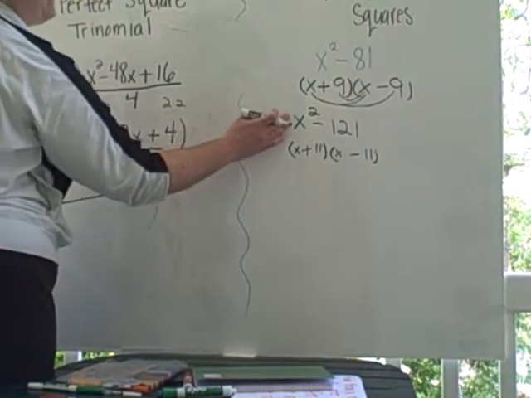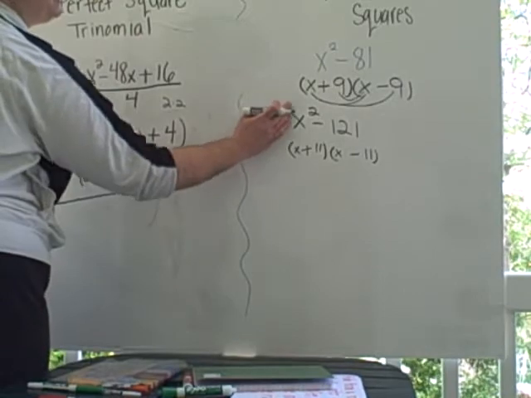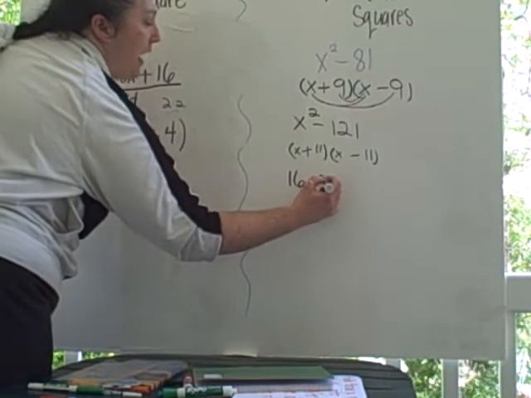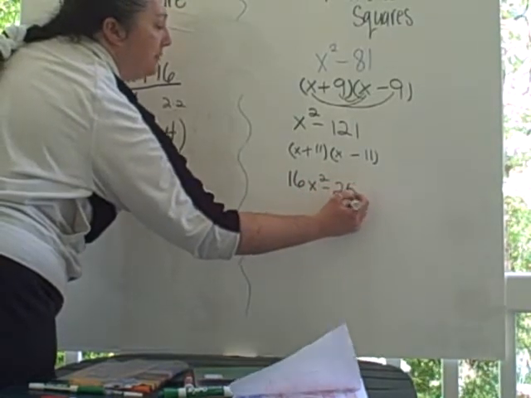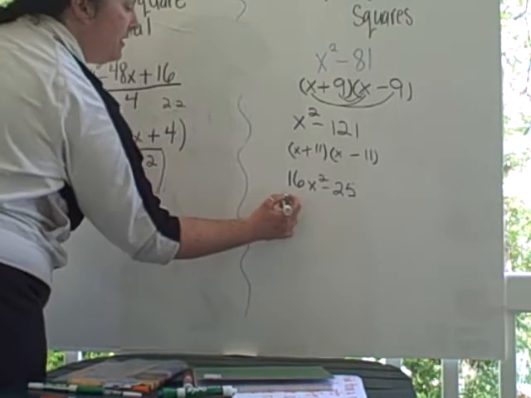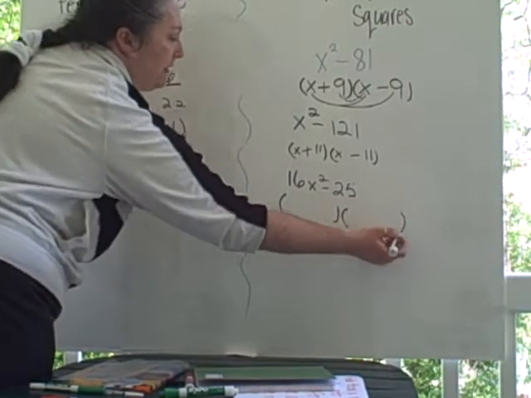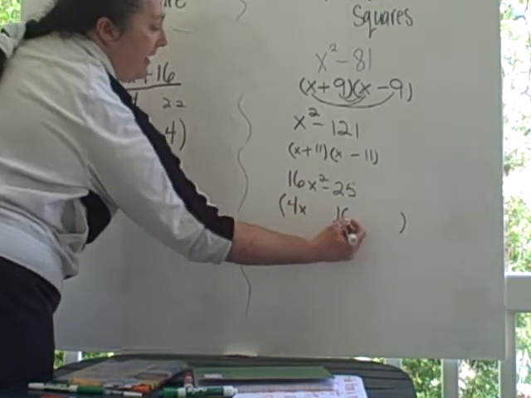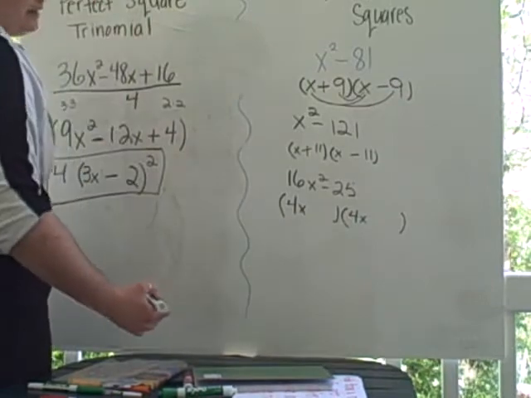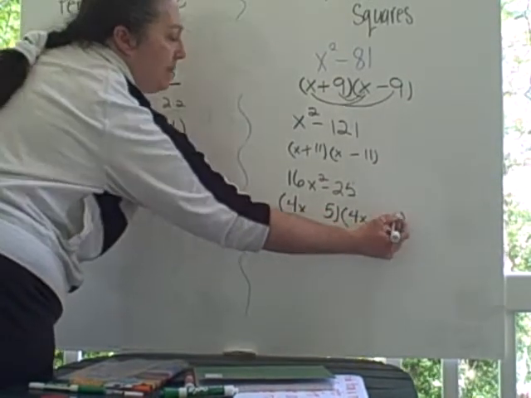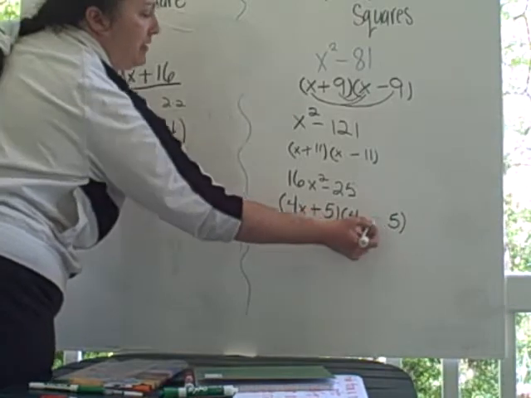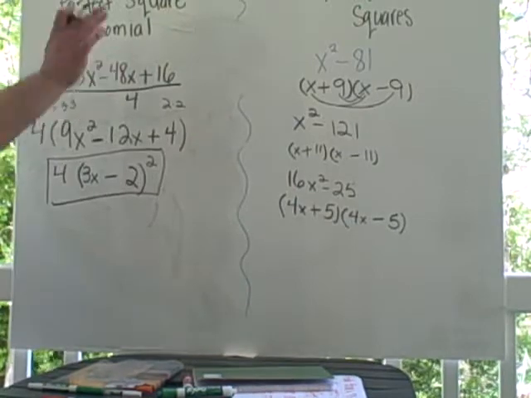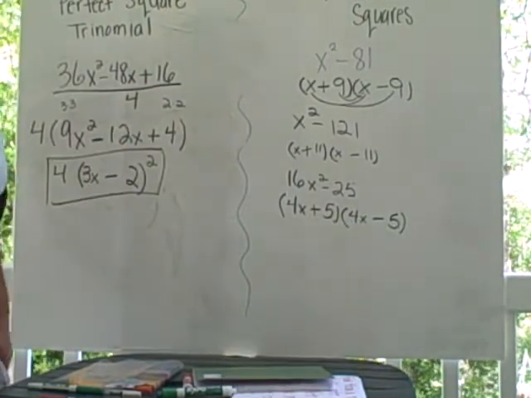Let's take a look at another one that has a numerical coefficient with the first term here. Like 16x squared minus 25. Here, open up the parentheses. 4 times 4 is 16. So instead of just writing the x, I now write 4x. 5 times 5 is 25. 1 gets a plus, 1 gets a minus. Doesn't really matter which gets the plus and which gets the minus, as long as 1 gets a plus and 1 gets a minus. Real easy.